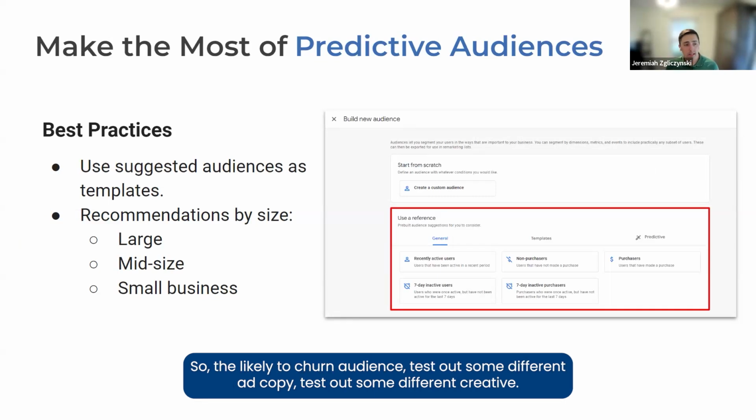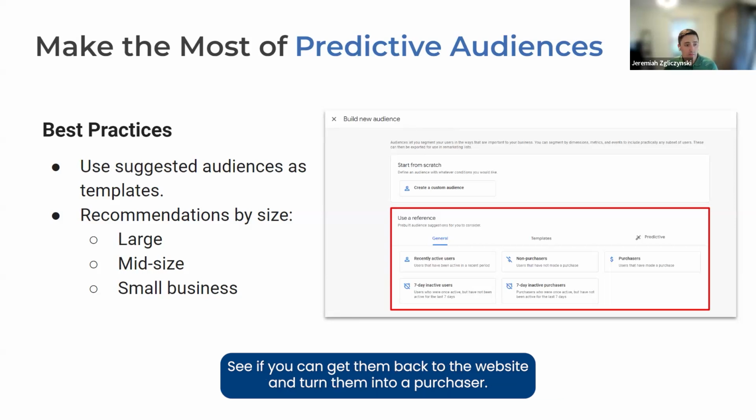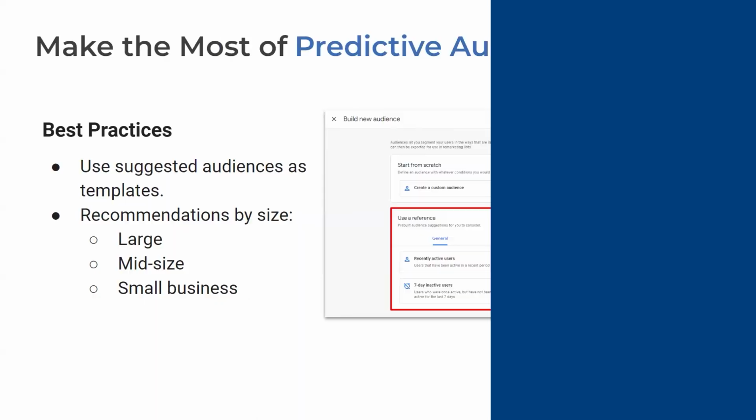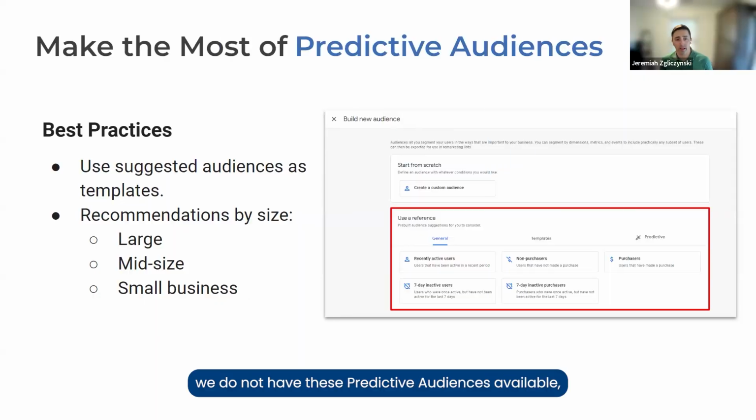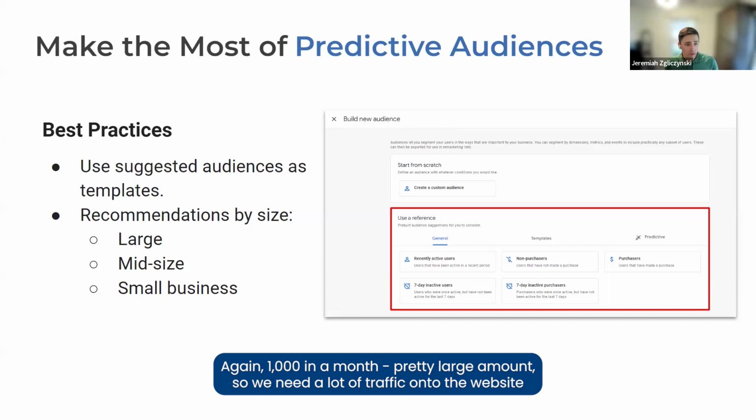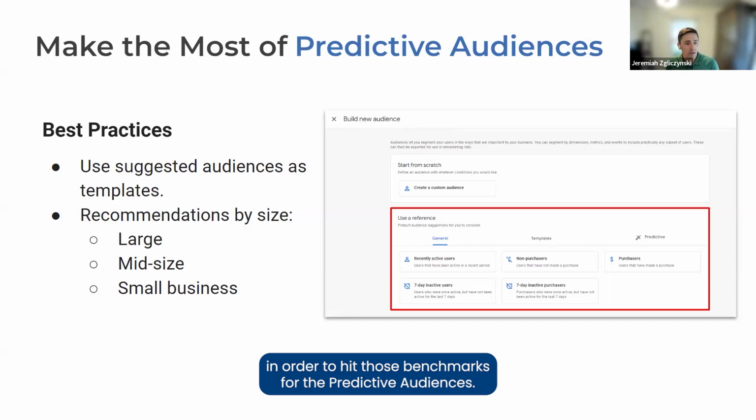So the likely to churn audience, test out some different ad copy, test out some different creative, see if you can get them back to the website and turn them into a purchaser. For most of our accounts, though, we do not have these predictive audiences available due to low traffic volume and just low purchase events. Again, 1,000 in a month, pretty large amount. So you need a lot of traffic onto the website in order to hit those benchmarks for the predictive audiences.